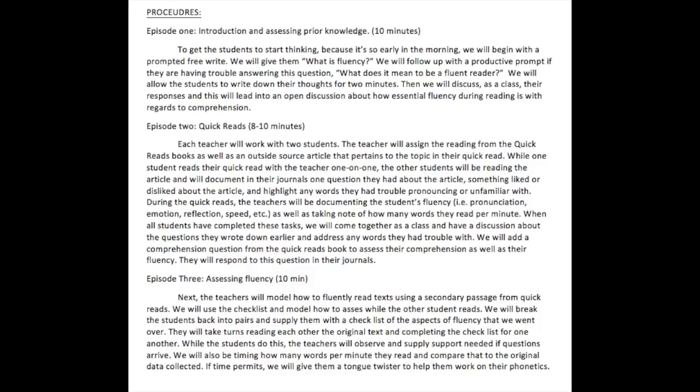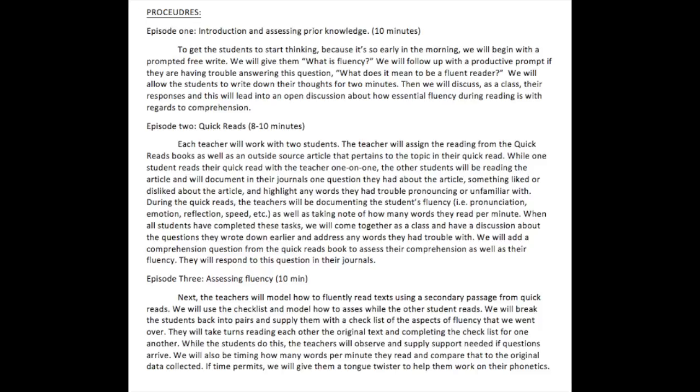This lesson has 3 scaffolding activities. To begin, we ask the students to answer the question, "What is fluency?" in their journals. We give them 2 minutes to free write, and then we come together and have a class discussion that will double as an introduction lecture on the definition and elements of fluency.